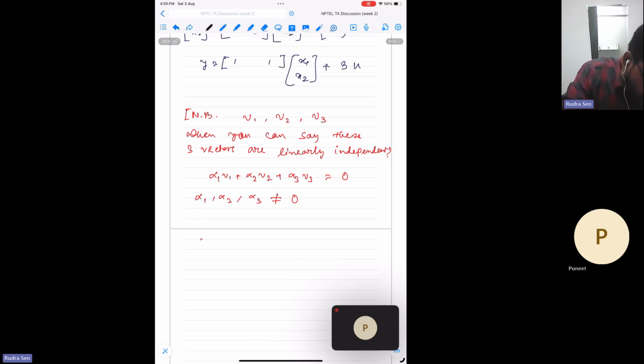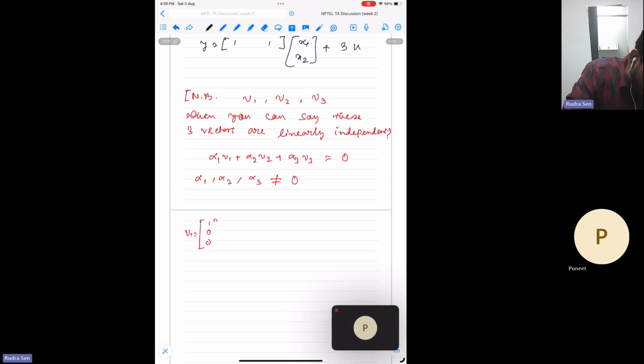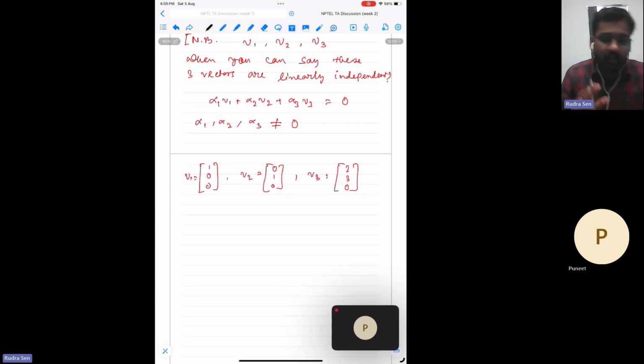Let's say I have the vector v1 equal to 1 0 0, v2 equal to 0 1 0, and v3 equal to 2 3 0. So are these v1, v2, v3 linearly independent or not? We know that v3 can be represented as 2 into v1 plus 3 into v2, right?